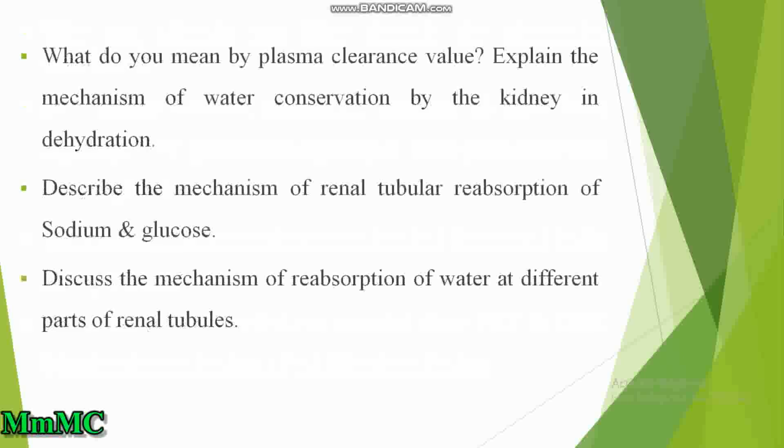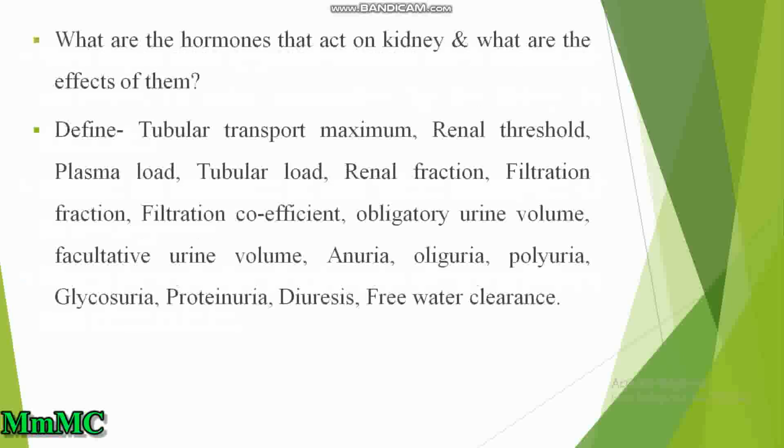What do you mean by renal plasma clearance value? Explain the mechanism of water conservation by the kidney in dehydration. Describe the mechanism of renal tubular reabsorption of sodium and glucose. Discuss the mechanism of reabsorption of water at different parts of renal tubules. Now, what are the hormones that act on kidney and what are the effects of them?